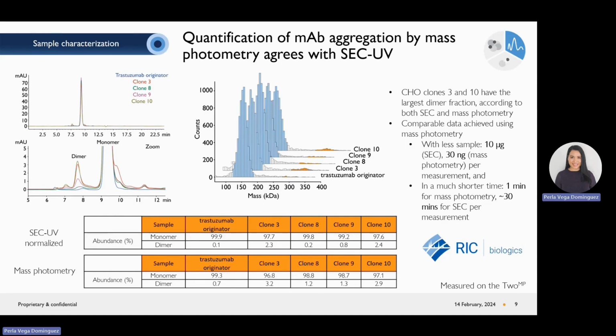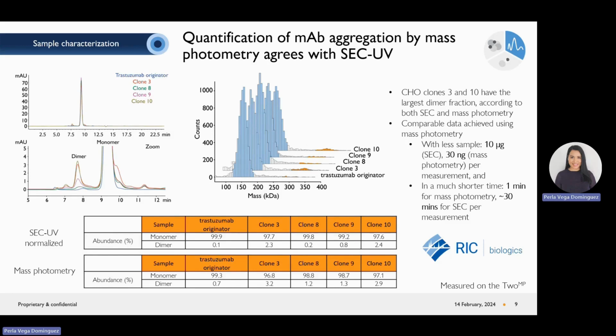In the bottom, we can see a couple of tables that show the percentages of monomer and dimers as measured by both CQV and mass photometry. And in fact, we can observe that the percentages of the monomer and the dimer as measured by CQV and mass photometry correlate very well, or are very similar. In fact, both techniques show that clone 3 and clone 10 have the largest dimer fraction.